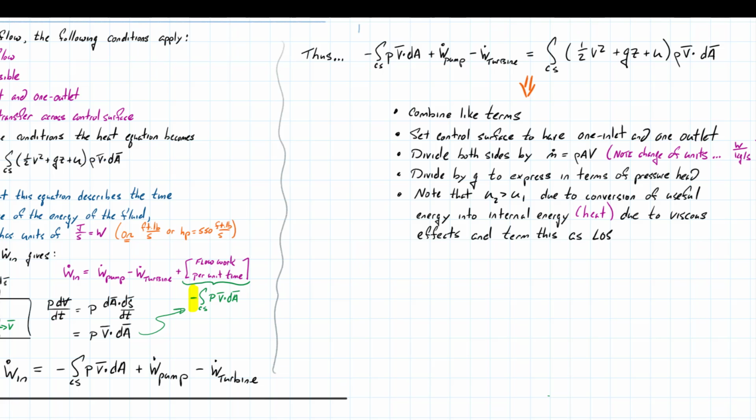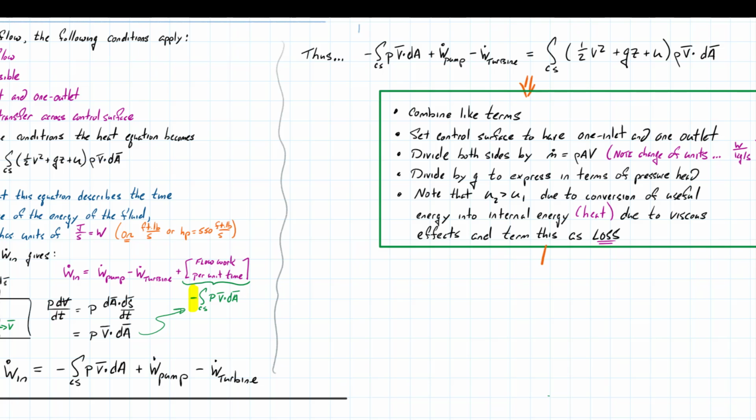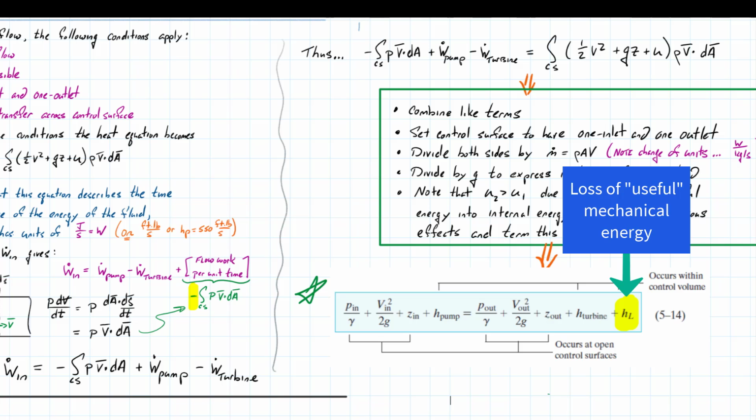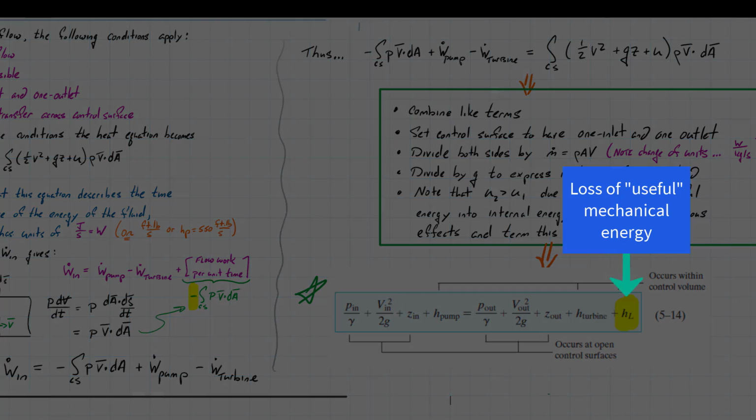And once we've done all of that, we arrive at equation 5.14, which is nicely broken up because it explains the terms that occur only at the open control surfaces and the pump, turbine, and loss terms that, of course, occur within the control volume. The last step in this process is to determine an analytical expression for the loss term h_L. We'll be able to do this explicitly for laminar flows, and we'll have to use dimensional analysis for flows that are turbulent, and we'll cover that in our next slide.